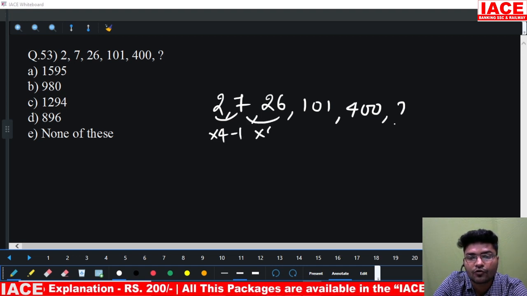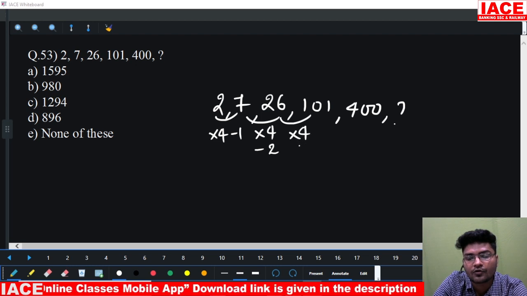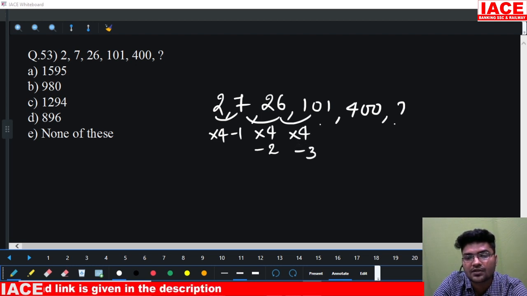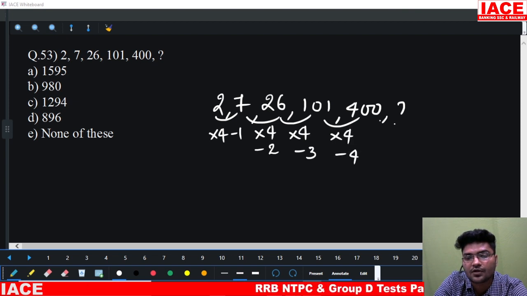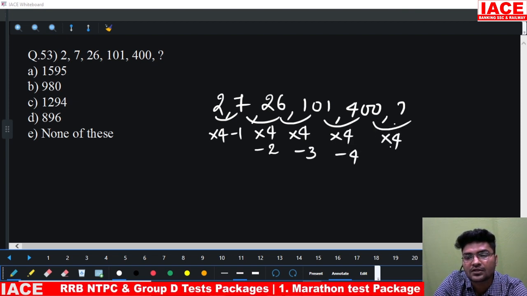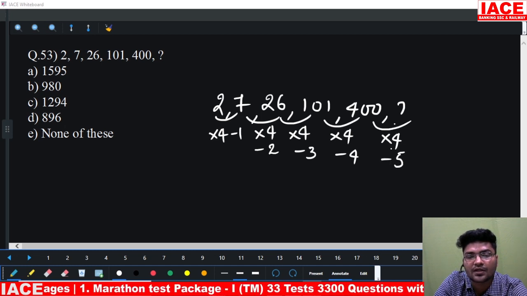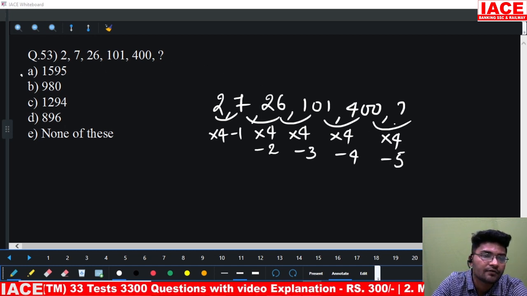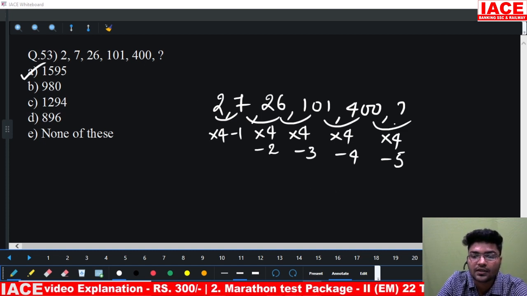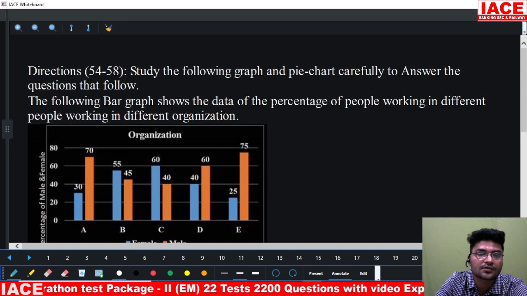Now 7 into 4 minus 2 is 26. 26 into 4, 104, minus 3 is 101. Again 101 into 4, 404, minus 4 is 400. 400 into 4, 1600, minus 5 is 1595. Option A is the correct answer.